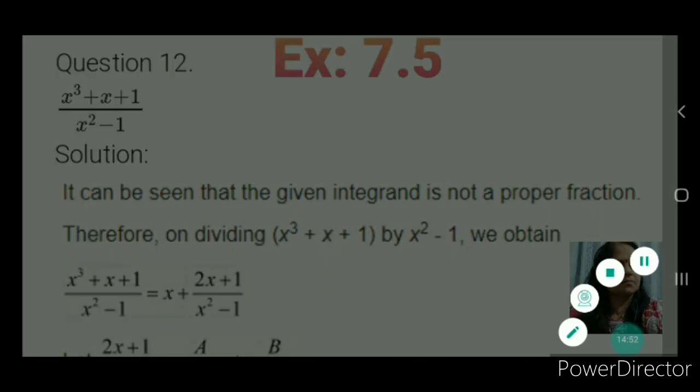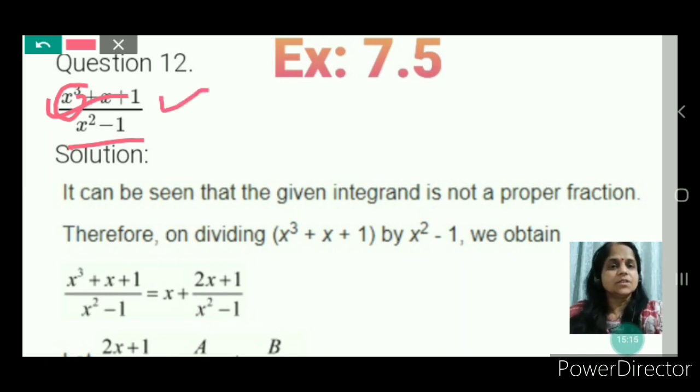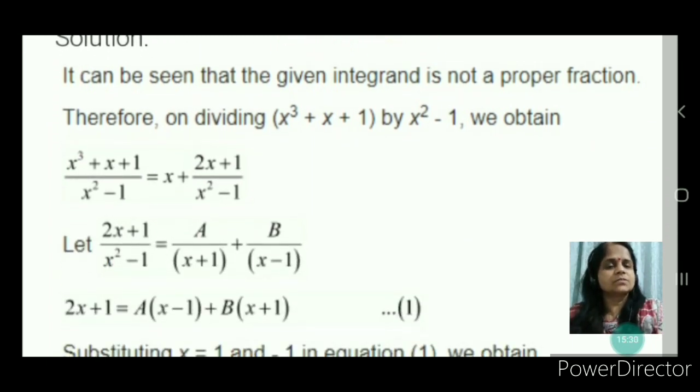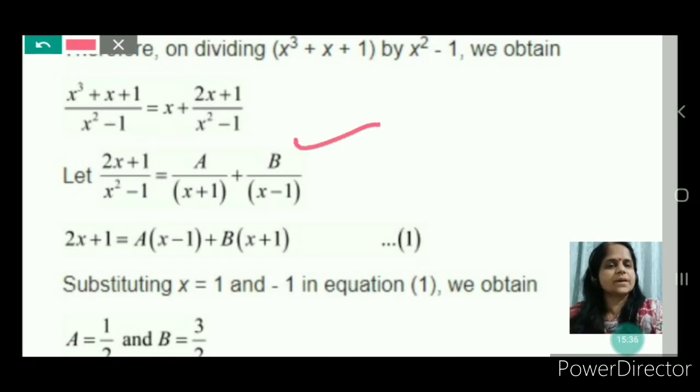It is question number 12. Here it is x cube plus x plus 1, and in the denominator it is x square minus 1. Now you know that the power of x in the numerator is more than the power of x in the denominator. So first you have to divide the numerator by the denominator. On dividing x cube plus x plus 1 by x square minus 1, you obtain x plus 2x plus 1 by x square minus 1. Now go to the method of partial fraction.